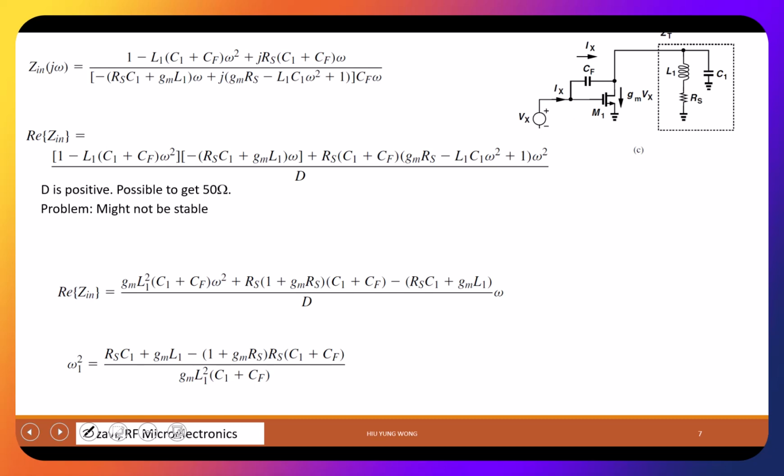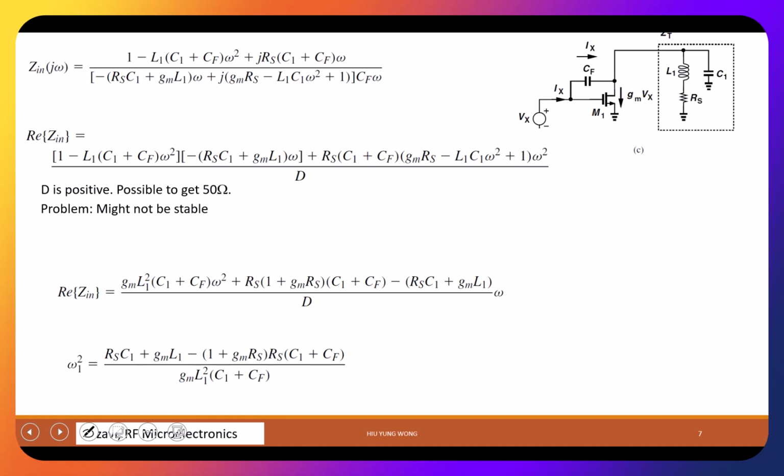Can we choose some frequency and the capacitance and inductors? But mostly this is the inductor, because C1 may be dominated by the loading or whatever, right? Can we choose L1 and C1 so that the real part is 50 ohm, right? So how do we do that?